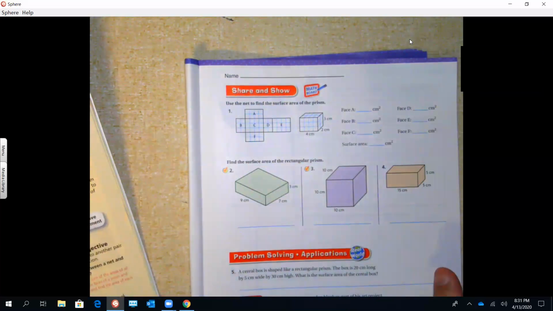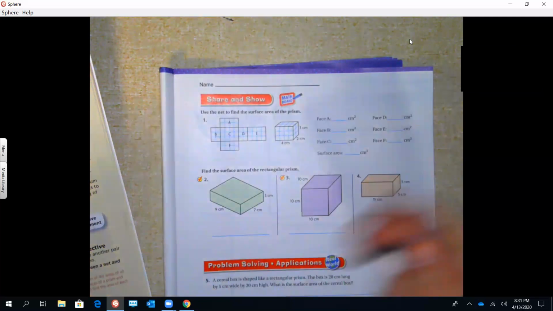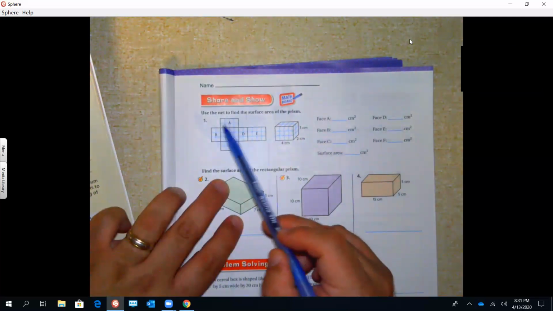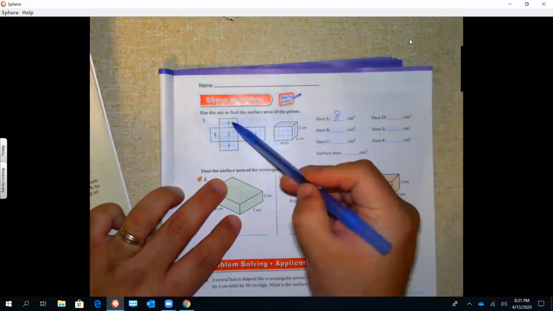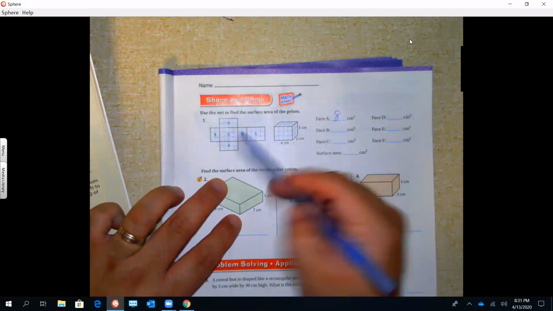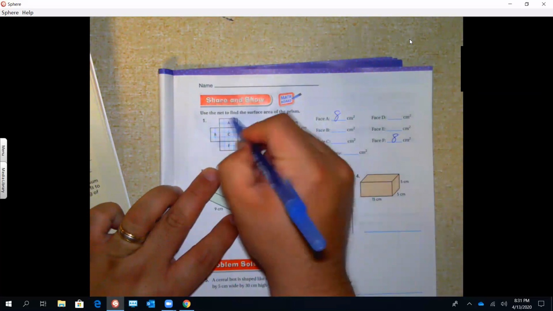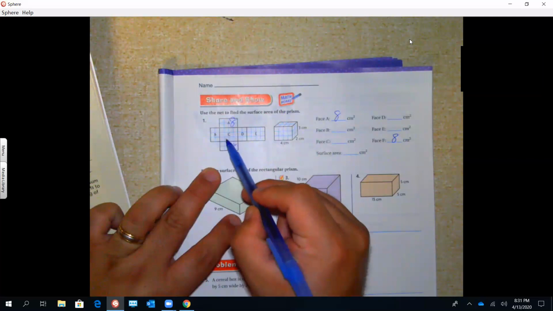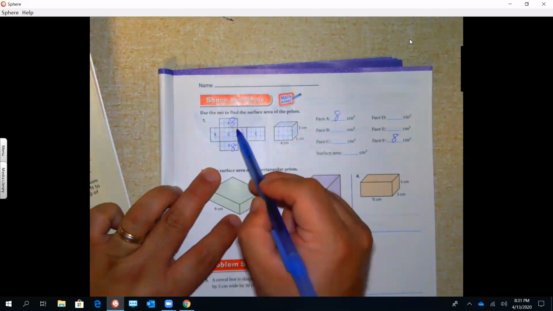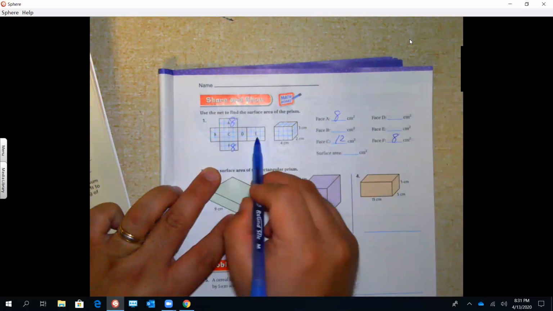All right, let's look at some more. So if we had a grid paper, you can just count the squares. Just count up A. 1, 2, 3, 4, 5, 6, 7, 8 centimeters squared. So A and F are the same. So I don't need to count F. I just have to put 8 here. That's 8. That's 8. And we count our base. 1, 2, 3, 4, 5, 6, 7, 8, 9, 10, 11, 12. So C is 12.